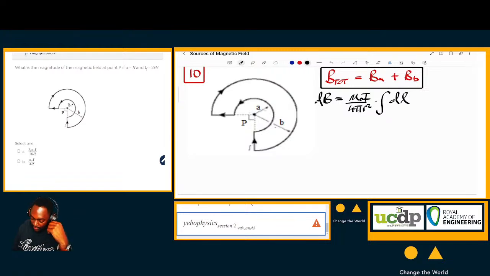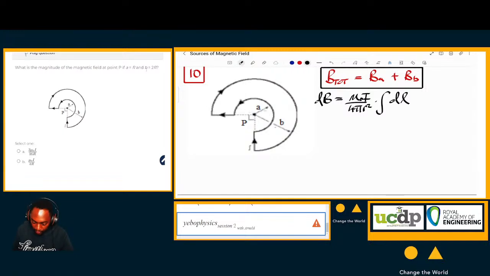But now one thing that you should notice is that the direction of current is different, right? For the radius of B, the current is going in a clockwise direction, but for radius A, the current is going in an anti-clockwise direction. Okay, which means that one of the magnetic fields is positive and one of them is negative. All right, so we're going to start with B of B, which is the larger radius.